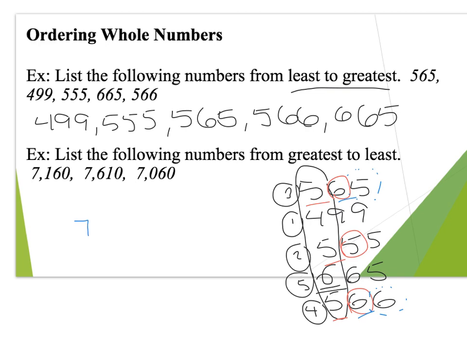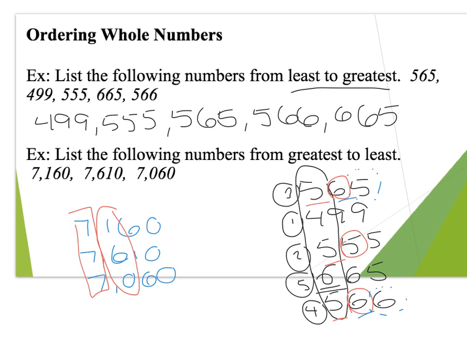We have 7,160, 7,610, and 7,060. First compare your biggest place value, which here is thousands place. Here they are all the same, so we're going to move on to the hundreds place. And when we compare our hundreds place, we have a 1, a 6, and a 0. Now be careful, the directions here say list the following numbers from greatest to least. So, of these numbers, 6 is the biggest in the hundreds place, so that will be our first number listed. 1 is our second, and then finally 0 is our smallest of the numbers.